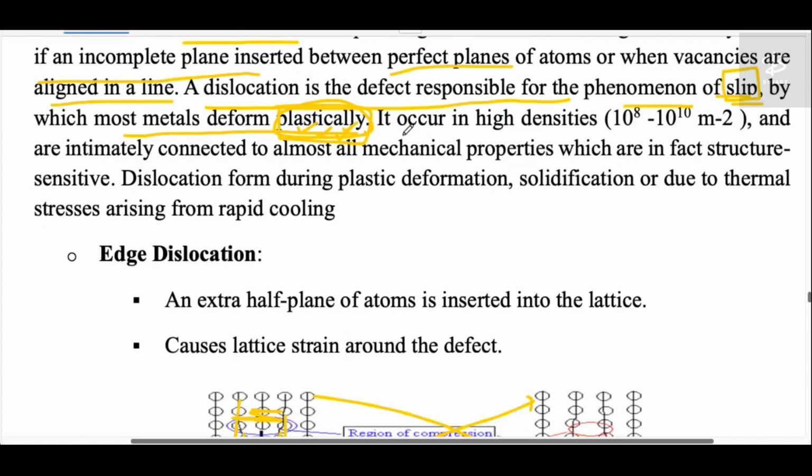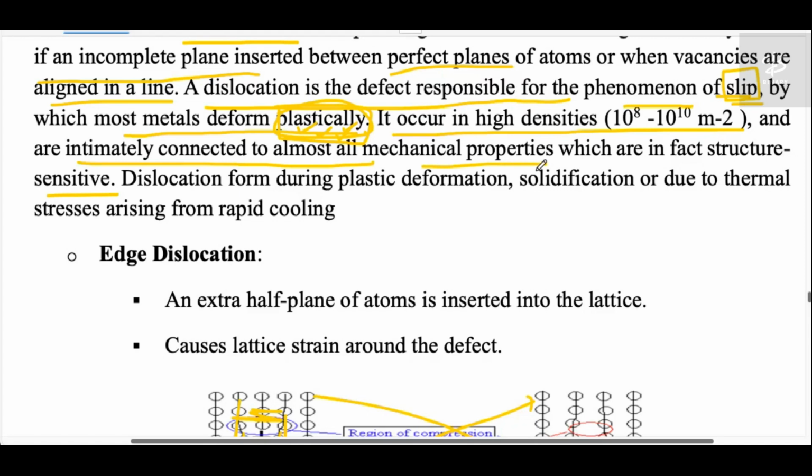Okay, so it occurs in high densities. Density is very high, and is immediately connected to almost all the mechanical properties, which are in fact structure sensitive. What I mean is, where the material density is high, and due to this misalignment or dislocation, all our mechanical properties get affected, and this is obvious.